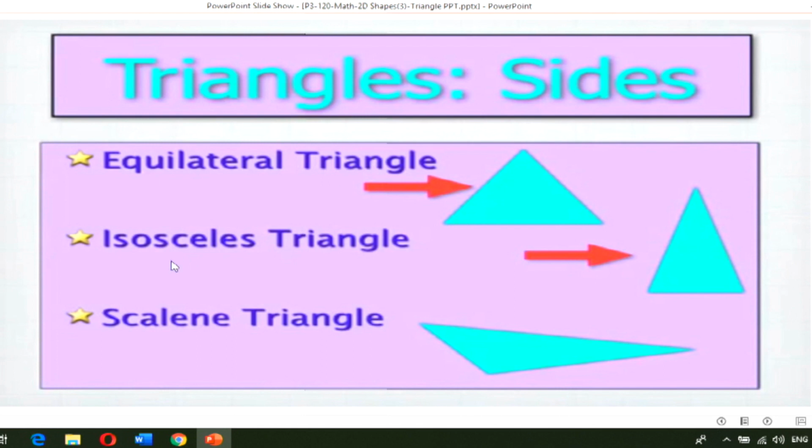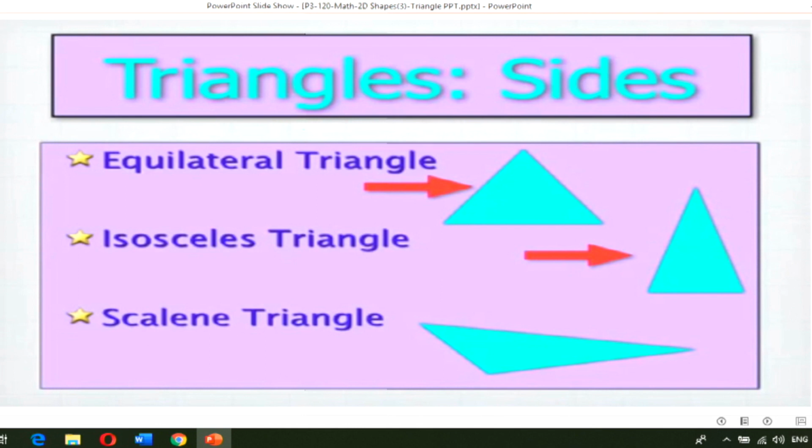But the next one, isosceles triangle. Can you say isosceles? You see, 2 of the sides are taller than the 3rd side. So this is what an isosceles triangle looks like. And another one, scalene triangle. Which means all the sides are different. They're all straight, but they're different lengths.